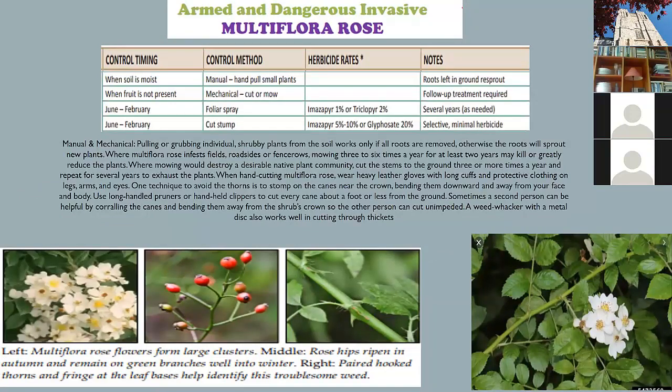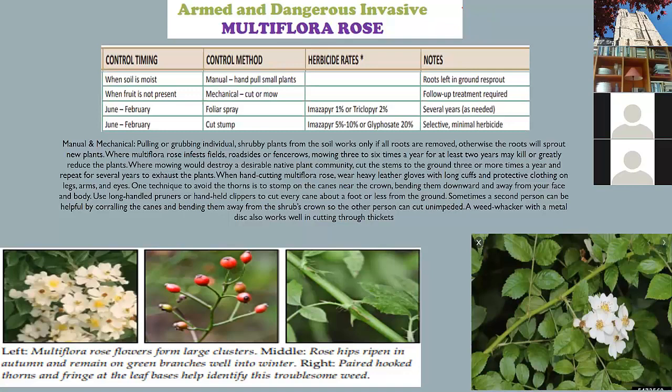Multiflora rose. You can pull individual plants. Shrubby plants from the soil works only if all roots are removed. One technique to avoid the thorns is to stomp on the canes near the crown, bending them downwards and away from your face and body.